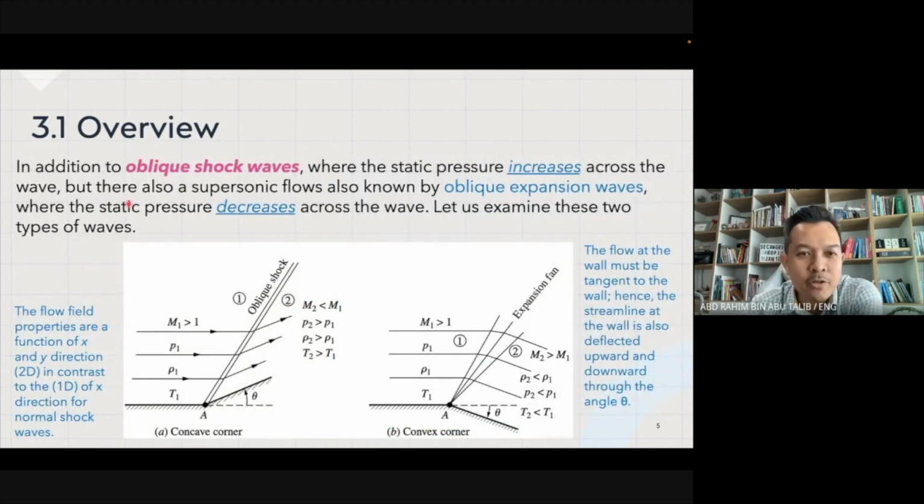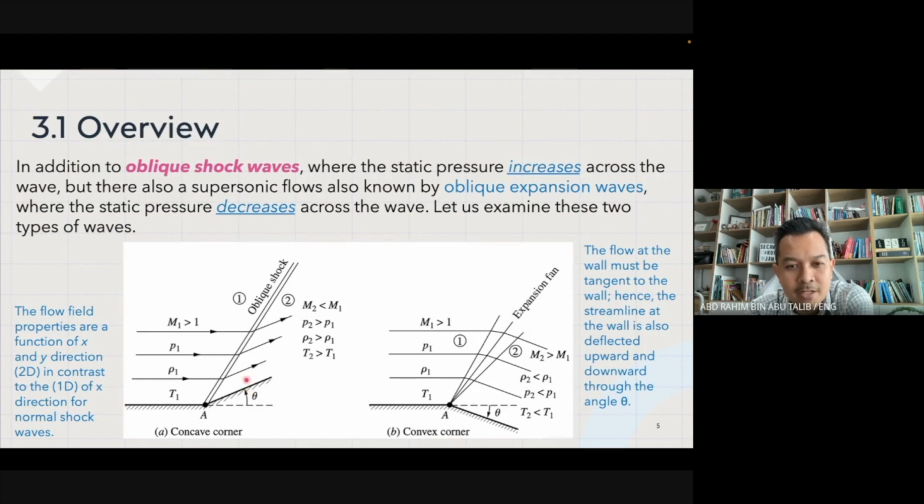In the oblique shock wave, the static pressure increases across the wave, but there are also supersonic flows known as oblique expansion waves. So there will be oblique shock and oblique expansion wave. There are two conditions: condition number 1, the concave corner, and condition number 2, the convex corner.